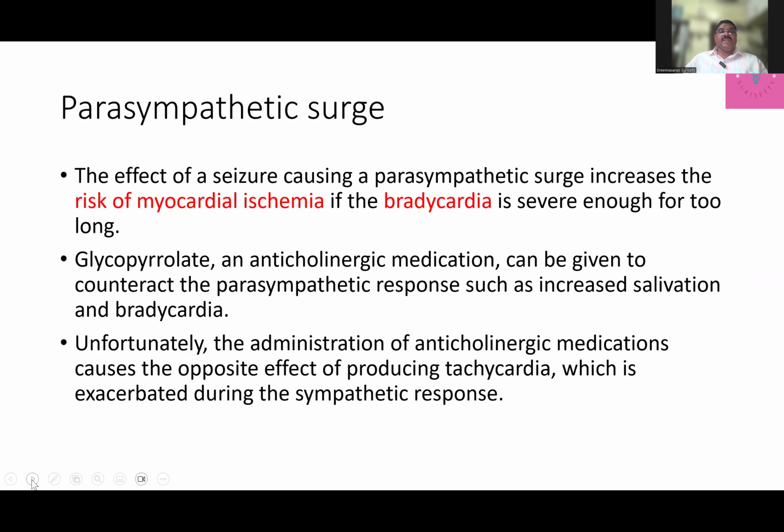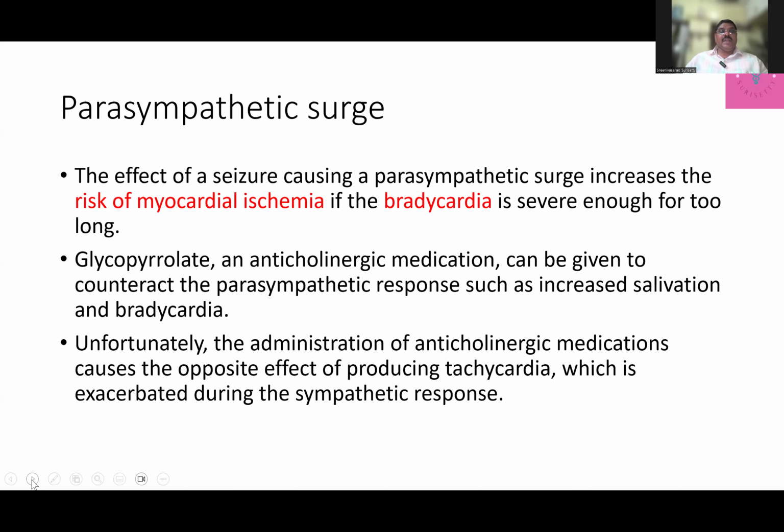The parasympathetic surge caused by the seizure increases the risk of myocardial ischemia if the bradycardia is severe enough or present for too long a period. Usually the parasympathetic surge is very short-lived, but in some conditions, if the bradycardia is too long, the risk of myocardial ischemia is greater.